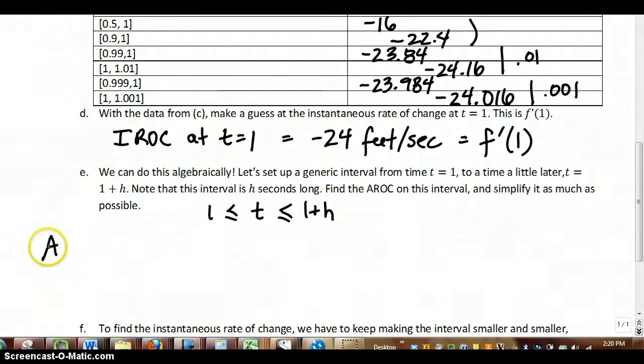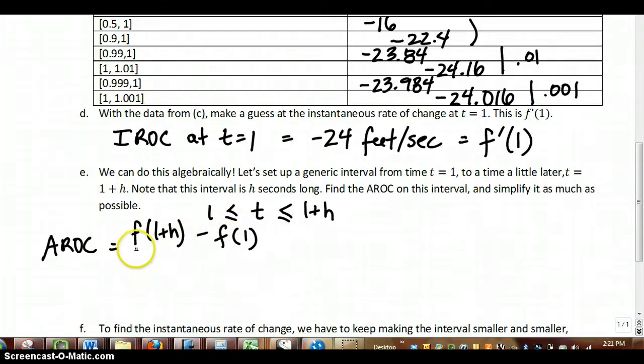The AROC is going to be equal to, just as we did before, f of the end, or the height at the end of the interval, minus f at the beginning, or the height at 1 second. And then we're going to divide that through by how long it took to do that. How long is that interval? Well, it's h long. If you don't quite see that it's h long, remember that this length is 1 plus h minus 1. Those 1's are going to cancel, leaving just a length of h.